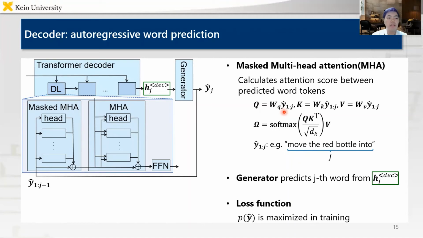And in inference, the attention is calculated as shown in these equations to calculate the attention between predicted word tokens. The generator predicts the next word from the obtained word token. The purpose of the loss function is to maximize this probability. In the next few slides, I will show you the detailed dataset used in the experiments.